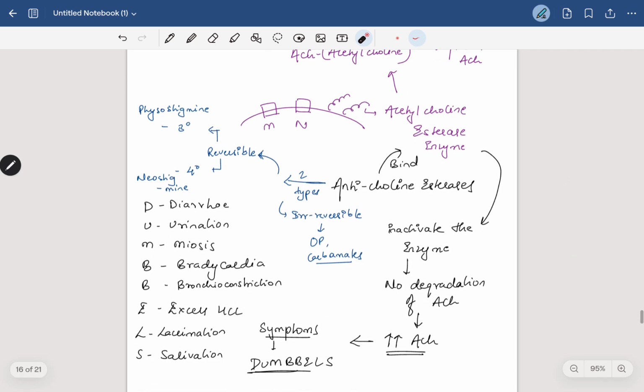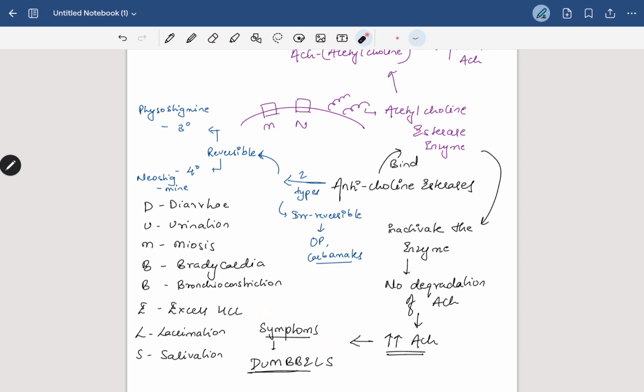Now, if we introduce drugs known as anticholine esterases, what these drugs do is that they will bind to acetylcholine esterase enzyme and inactivate the enzyme. Because of this, the function of acetylcholine esterase enzyme is hampered. Therefore, there is no degradation of acetylcholine, because of which there is an increase in acetylcholine and symptoms are seen.